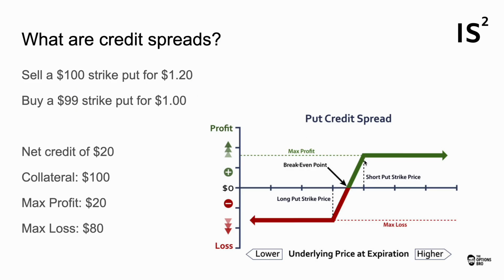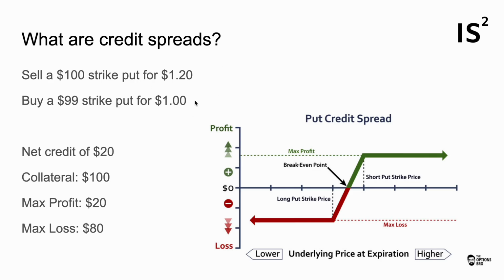Let's say this right here is a 100 strike put, and this right here is a 99 strike put. Because the 100 strike put is closer to the current stock price, we could sell it for $1.20. So we're going to sell it for $1.20, and we're going to buy the one below it for $1. So what's our difference? If we get $1.20 and we have to pay $1 for this one, that means we're left with 20 cents. That means we have a net credit of $20.